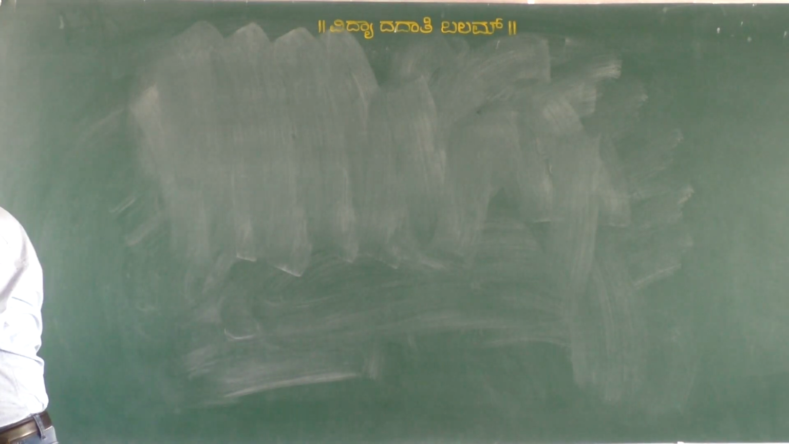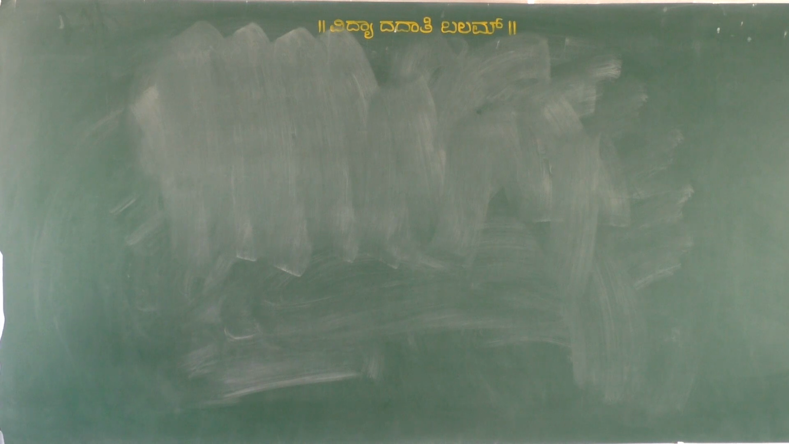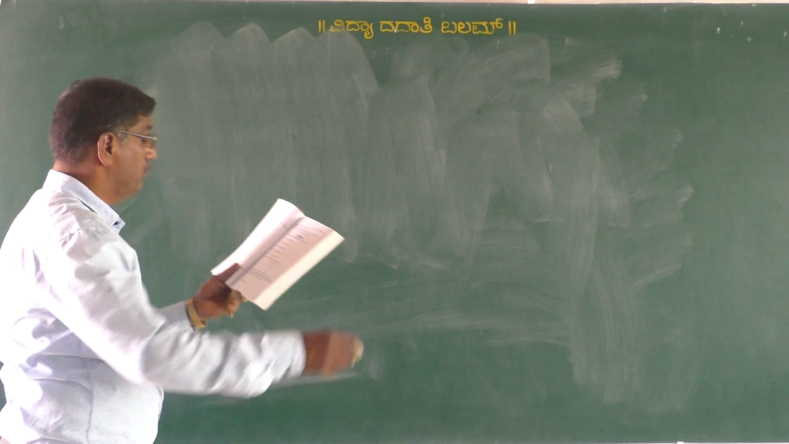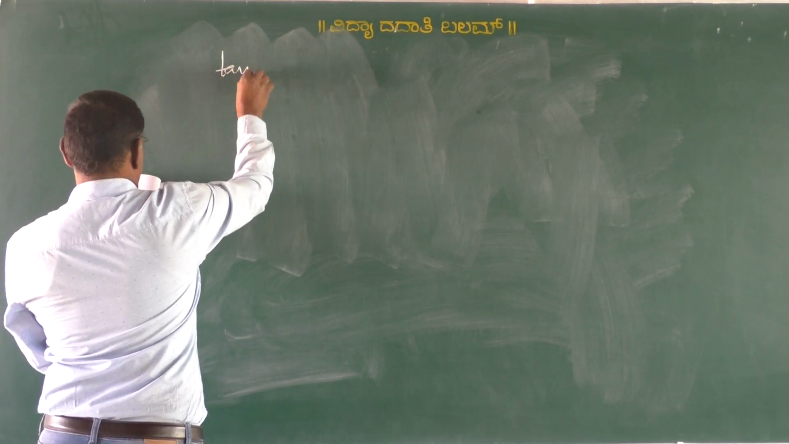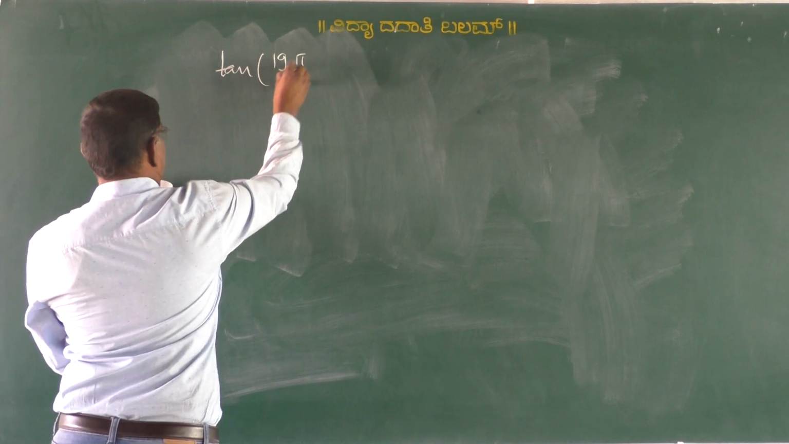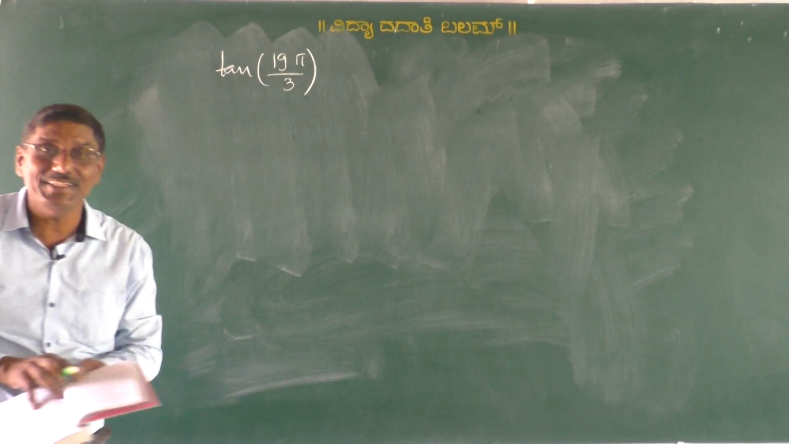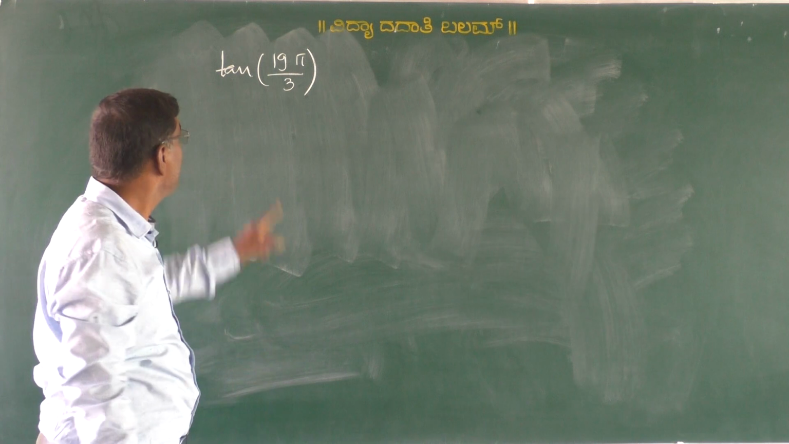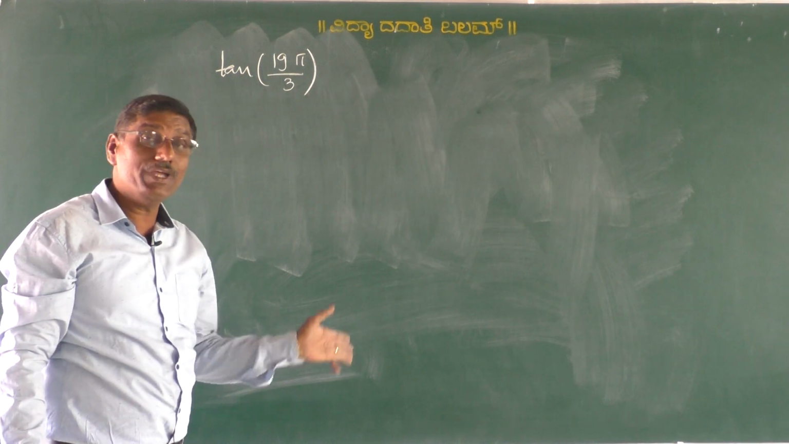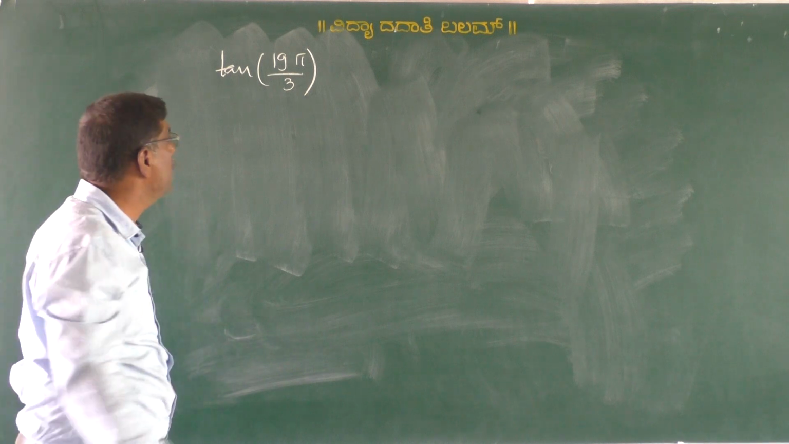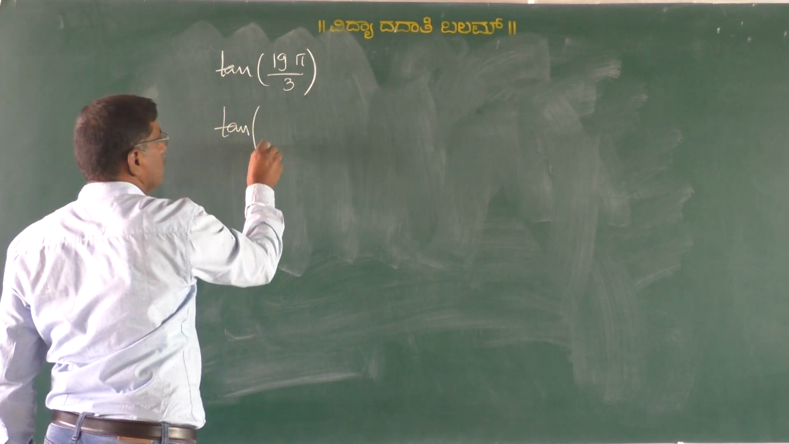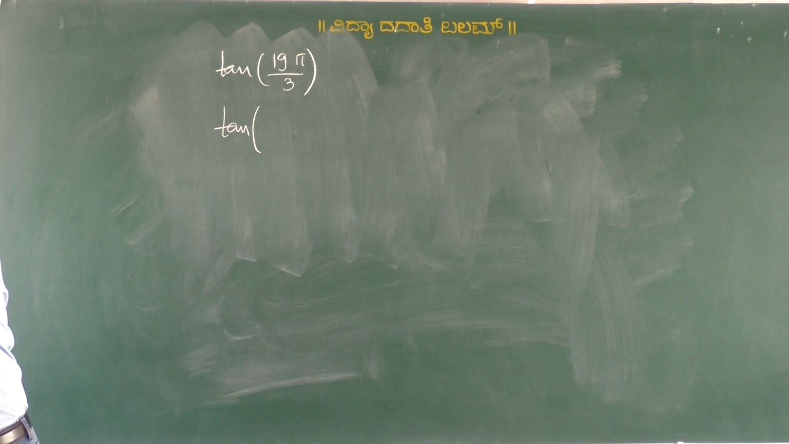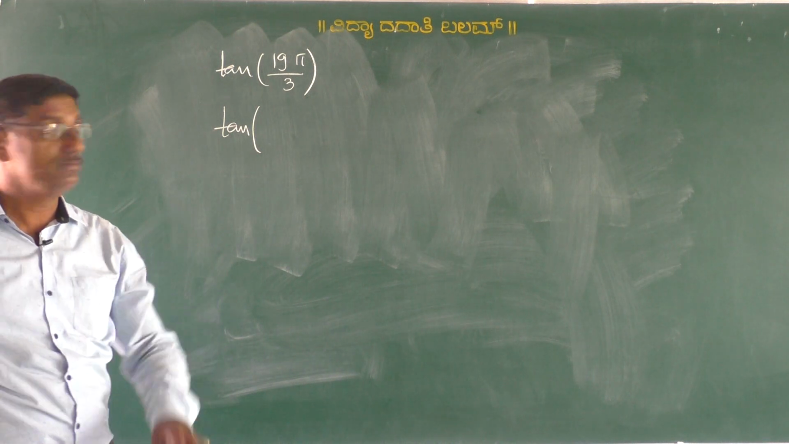The next problem, my dear students, listen carefully. Tan of 19 pi divided by 3, this is in radians. Yes, he has given this in radians, my dear students. Now, how can you split it? How can you write it here? That is the tan of... How, sir? We have to keep this in our mind.